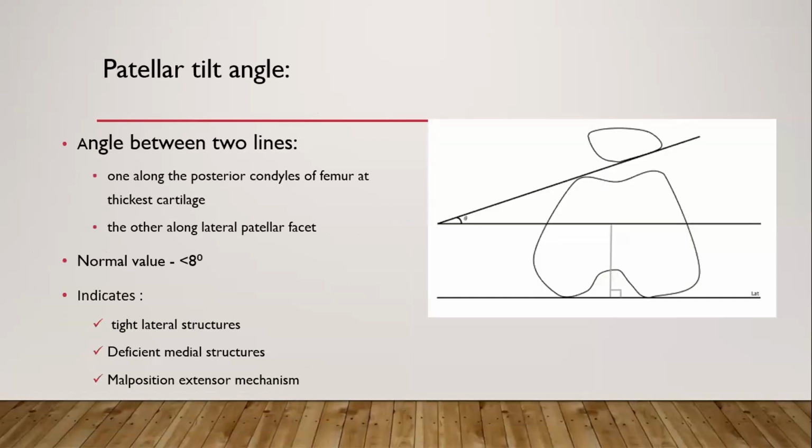Patellar tilt angle is an angle between two lines, one along the posterior condyle of the femur and one along the lateral patellar facet. Normally, it is less than 8 degrees. If it is abnormal, then it shows tight lateral structures, deficient medial structures, and malposition of the extensor mechanism.